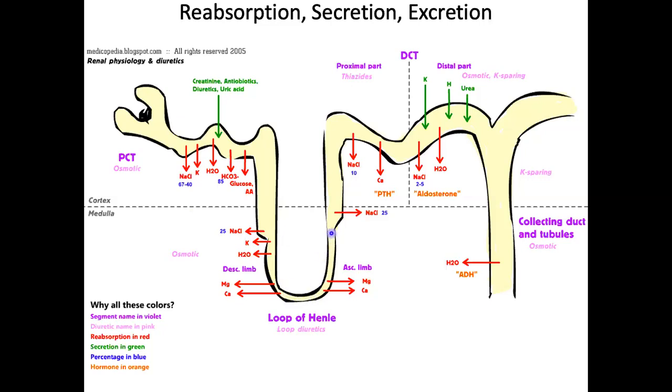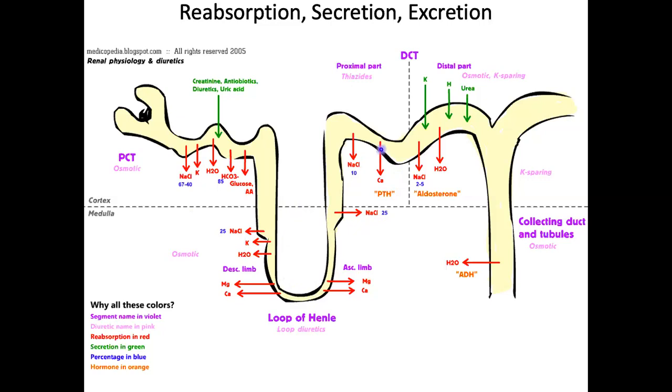And the ascending limb is going to actively reabsorb sodium chloride. And that is going to set up the concentration gradient for water to get reabsorbed.